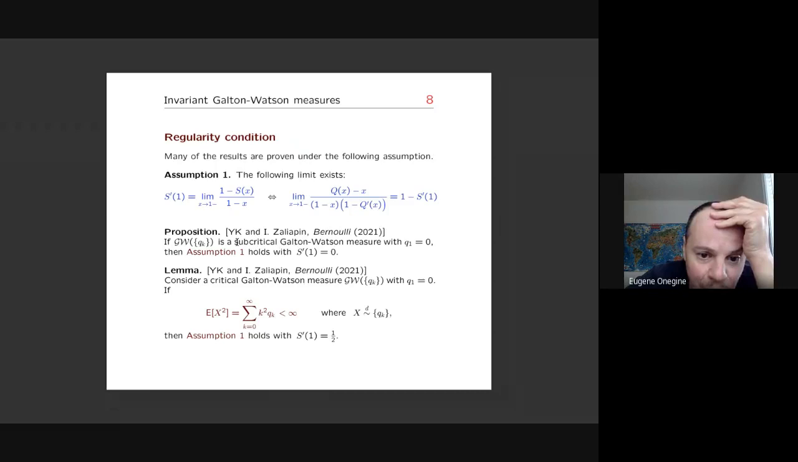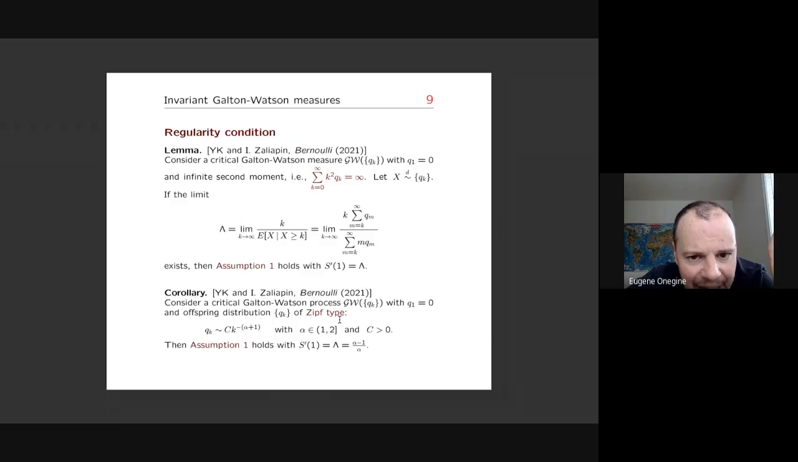It works when trees are subcritical. When trees are subcritical, then S prime of 1 is equal to 0. The limit exists. Now, if the second moment is finite, the limit exists and is equal to 1/2. Now, more interestingly, there is a lemma which is a good replication of assumption 1. It's a little less general than assumption 1, but it's easier to write.